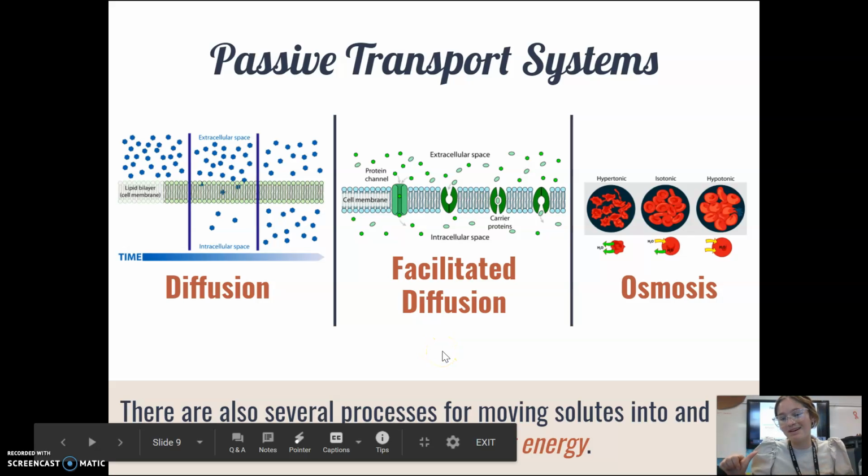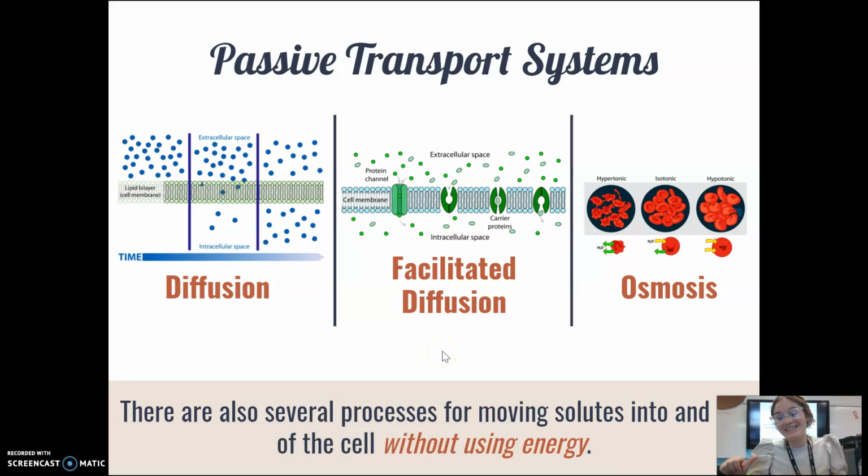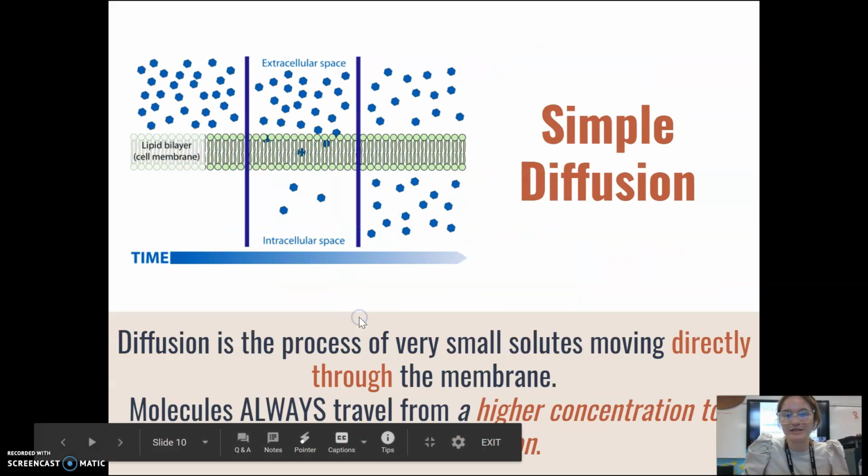But it's so simple, it doesn't even need the term simple before it. Then we have facilitated diffusion and osmosis. These are 3 examples of passive transport. They're passive, so they don't need energy. There is no energy there. They're not doing anything that would require any type of energy.